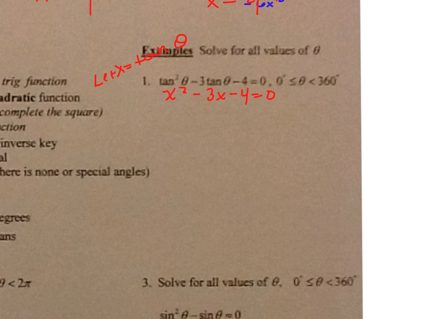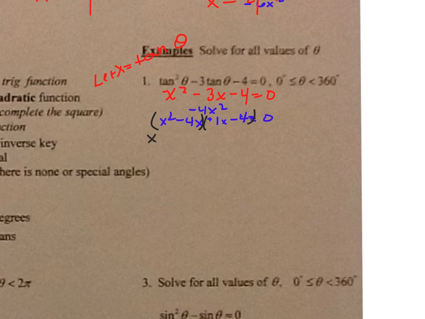Okay, so I'm going to factor this. This is factorable. Not all of them are going to be factorable. Okay, but this is factorable. So I multiply the first times the last. I get negative 4x squared. What multiplies to negative 4 and adds to negative 3 would be 4x and 1x. So that's positive 1x and negative 4x. Bring down the front. Bring down the end. And now we're going to factor by grouping.